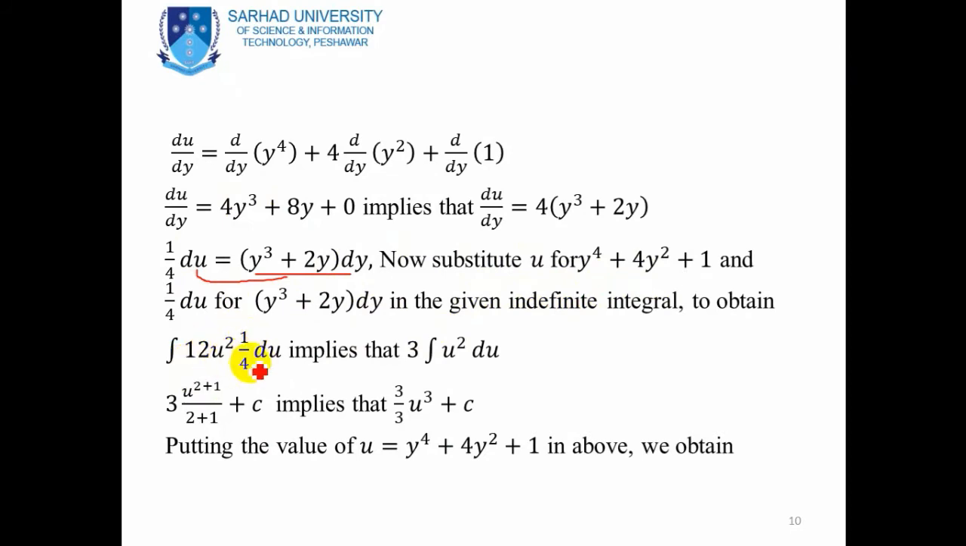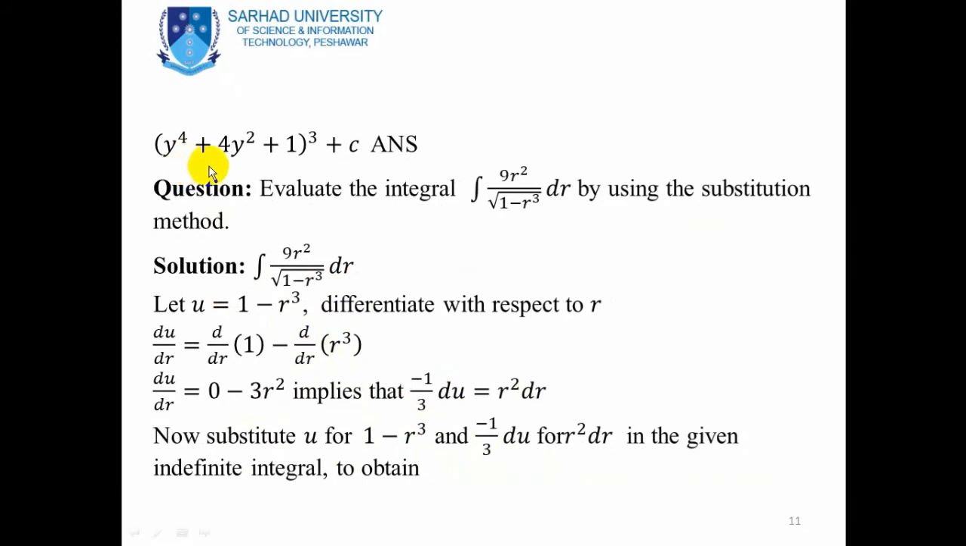So 4 into 3 is 12, and we obtain 3 into the integration of u square with respect to u. Now by using the basic definition of integration, add 1 to the power and divide by the new power, we obtain 3 into u power 2 plus 1 divided by 2 plus 1 plus the constant of integration. This implies that 3 and 3 cancel, so we obtain u cube plus c. Now replacing u by y power 4 plus 4y square plus 1, we obtain y power 4 plus 4y square plus 1, whole cube, plus c.